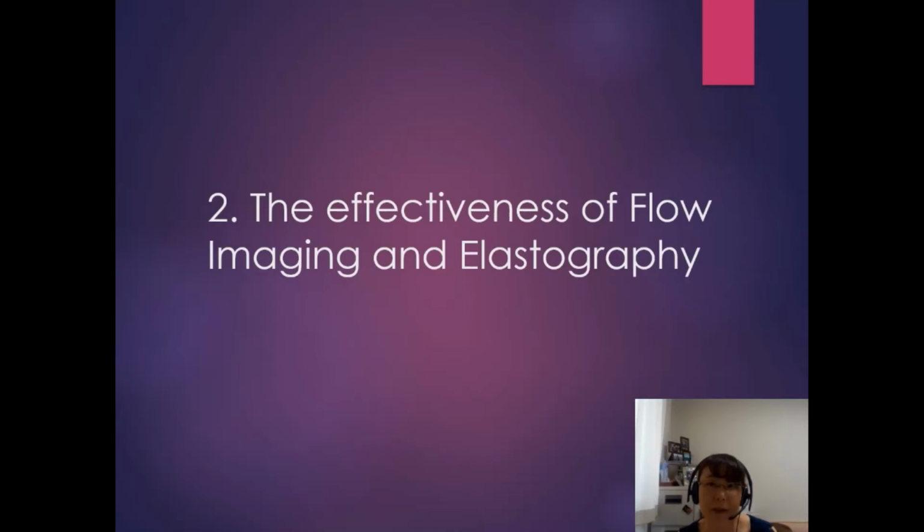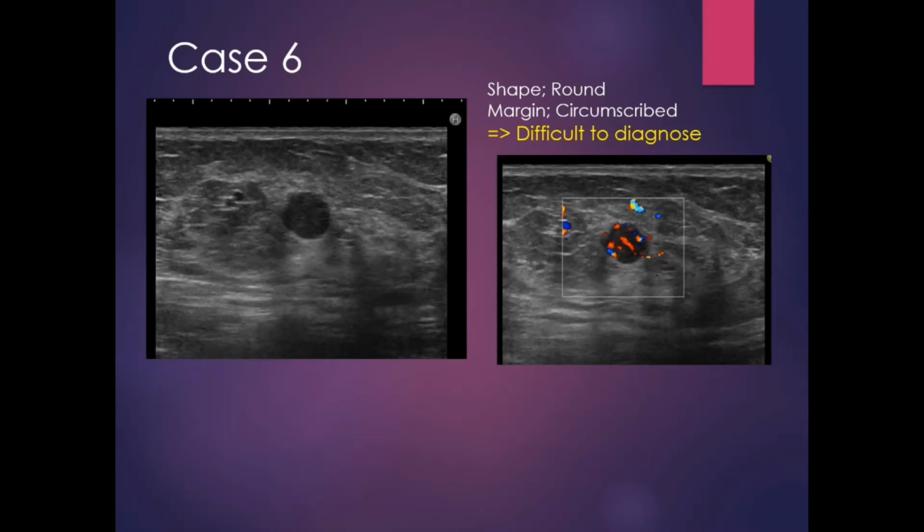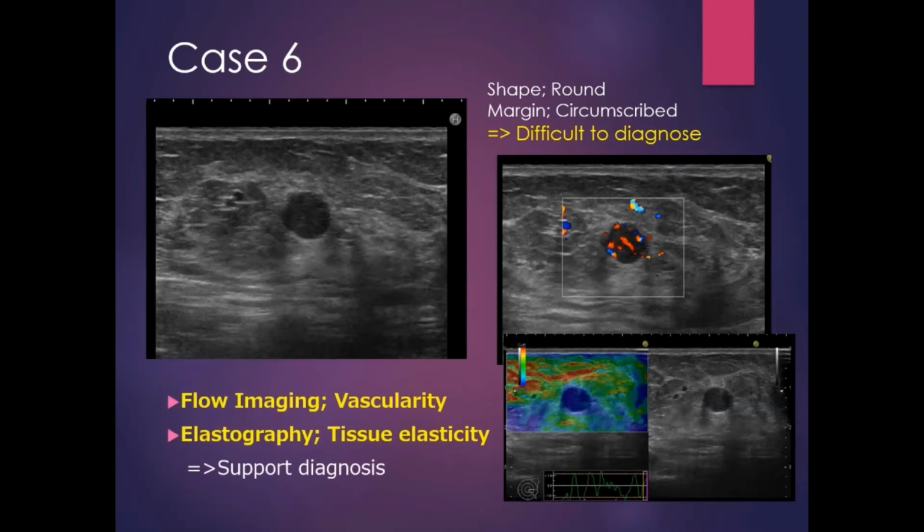Next, I'll explain the effectiveness of flow imaging and elastography. If imaged properly, many cases can be diagnosed from morphological and qualitative features in B mode. But sometimes you face a case like this, which is difficult to diagnose from B mode findings alone. For such a case, vascularity information by flow imaging like Color Doppler and elasticity information by elastography can be helpful for diagnosis.